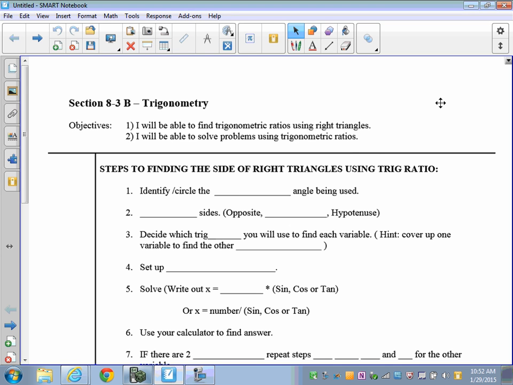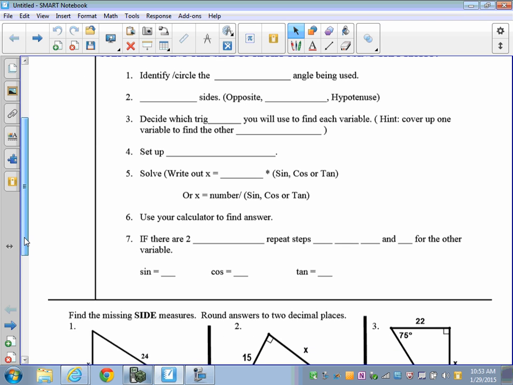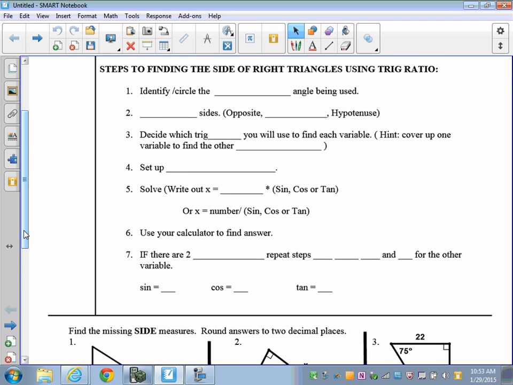These are going to be the notes for the second part of section 8.3 trigonometry. The objectives are: I will be able to find trigonometric ratios using right triangles, and I will be able to solve problems using trigonometric ratios. What we're going to do is use this nice little 7-step procedure. We're going to go through it and go through an example using it.